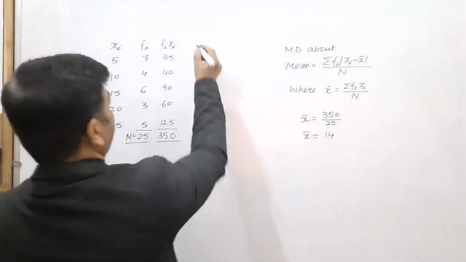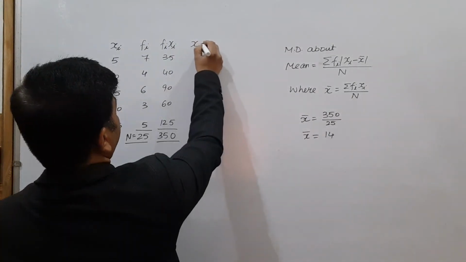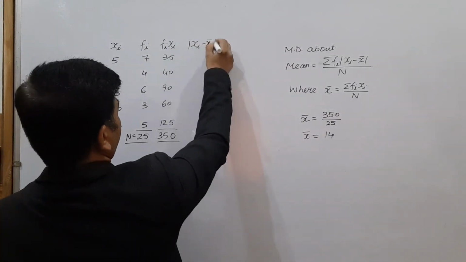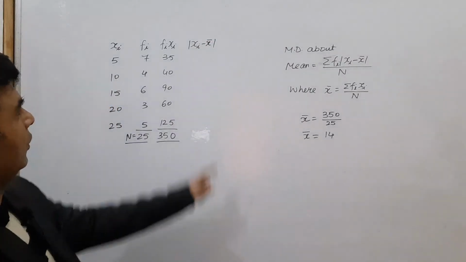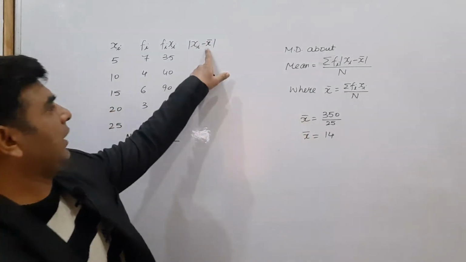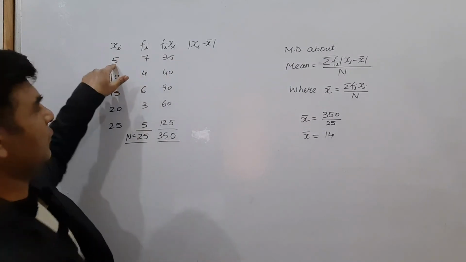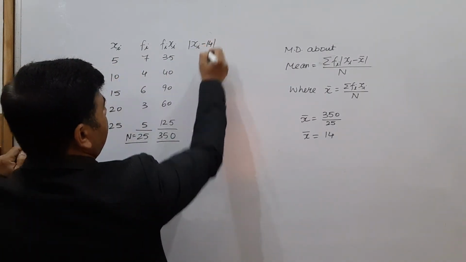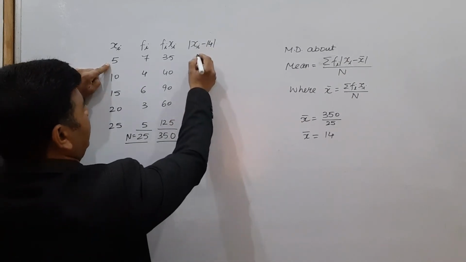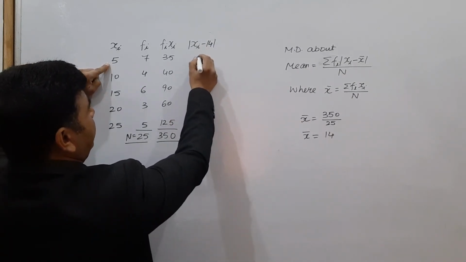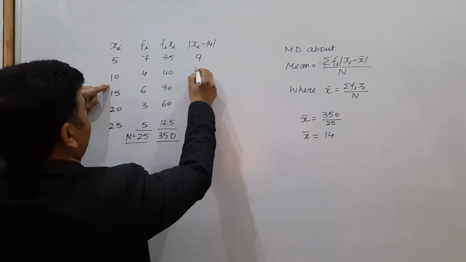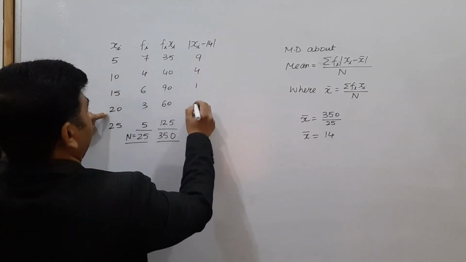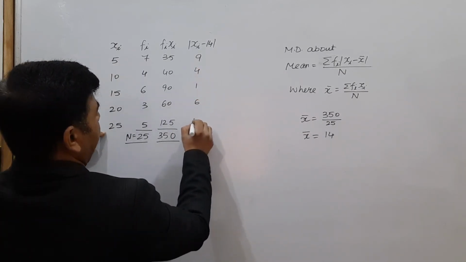Now we need to find the value of xi minus x bar. Modulus also is there. Because the value of x bar is 14, 5 minus 14 will be 9. Here I can directly write 14. This is 5 minus 14, which is 9. Modulus is there, so minus 9 will be converted into plus 9. This is 4, this is 1, this is 6 and this is 11.